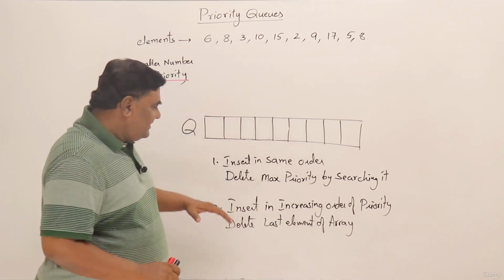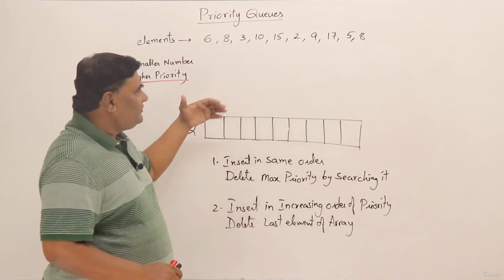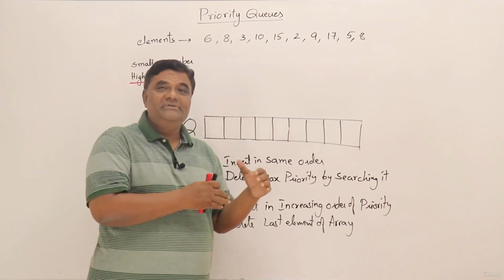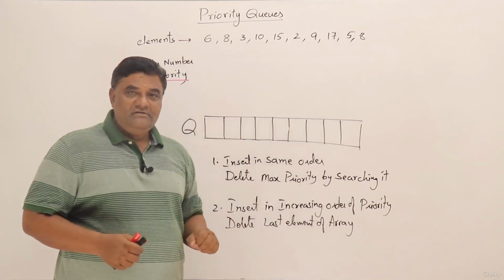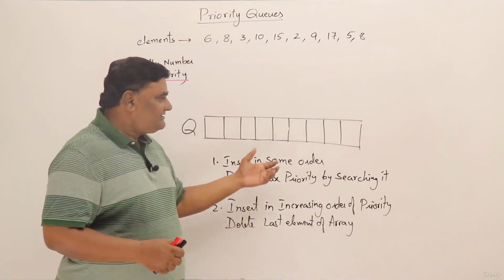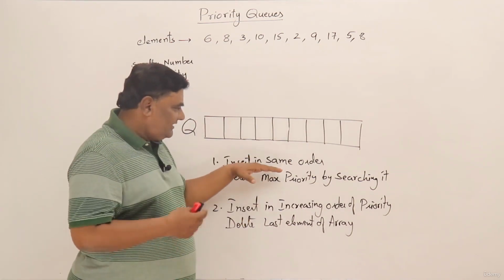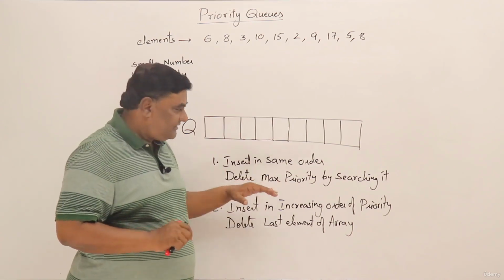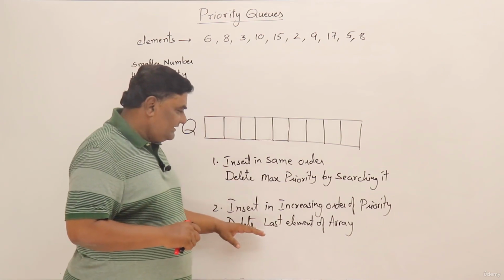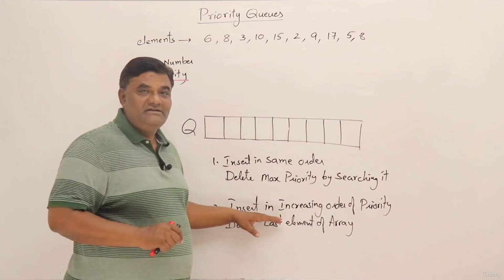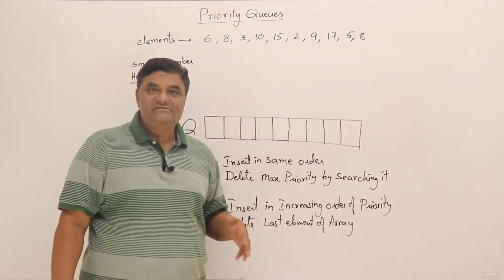Then second method, insert in increasing order of the priority. So when the elements are coming in, don't insert them as it is. Try to arrange them in increasing order of the priority so that the last element is of highest priority. And when you are deleting, you can simply delete the last element. So the difference in these two methods is, while inserting, we are simply inserting it, but while deleting, we are finding out or searching for an element and deleting it. And here, while inserting, we are trying to properly arrange it. While deleting, we are simply deleting an element. So I will demonstrate how these methods work one by one.